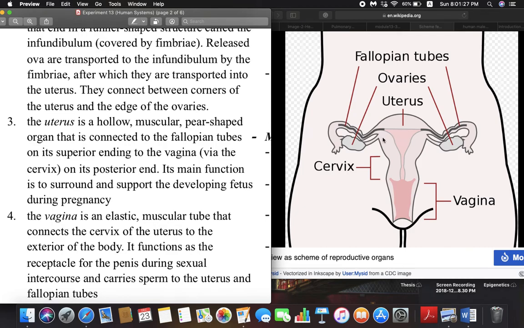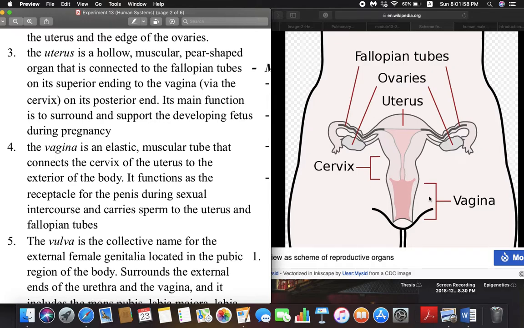Next, we have the uterus, which is this part right here. It is a hollow, muscular, pear-shaped organ that is connected to the fallopian tubes on its superior ending, and to the vagina on its posterior end. Its main function is to surround and support the developing fetus during the pregnancy. We need to know that the uterus is connected to the vagina via the cervix, which is basically the neck of the uterus. After the cervix, we have the vagina, which is an elastic muscular tube that connects the cervix of the uterus to the exterior of the body.